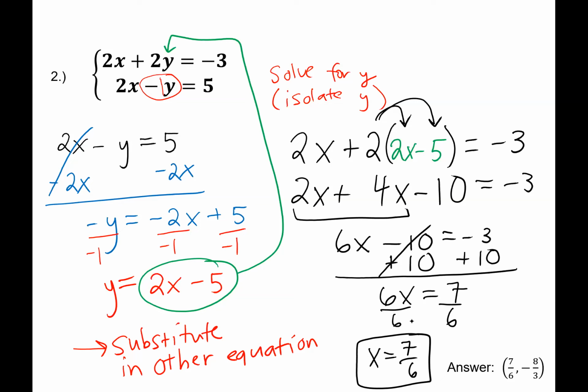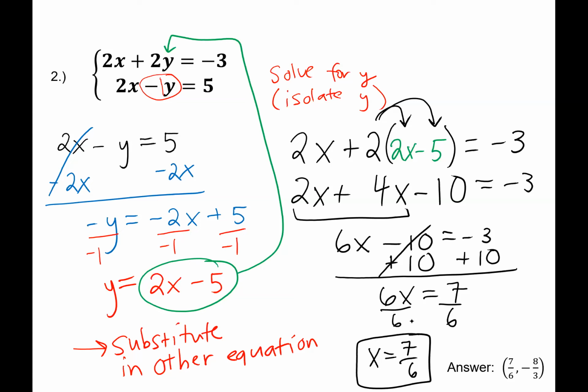Also don't change it to a decimal. This would be a repeating decimal. You'd have to round it and everything would be thrown off. So leave it as a fraction. X equals 7/6 is the best answer there. But remember, there's 2 variables, so I just found one of them. We now need to go back and find the second variable. So let's go back and find y.